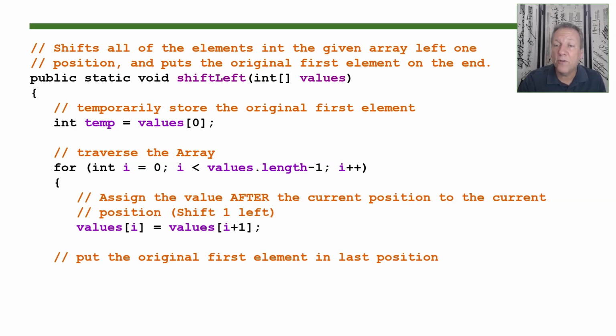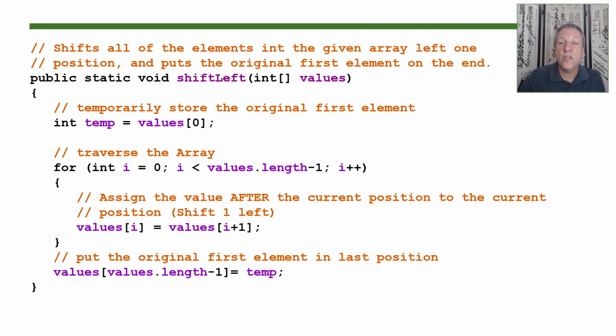Now, using the i plus 1, that's the reason why we had to include a minus 1 in our for loop's Boolean expression. So we take every value that is after our current value's values[i] and put it into values[i]. Finally, after the loop is done, we put our original first element that we stored in temp into the last position in the array that we've been shifting. And that does it. This will shift all the elements one position to the left and put the original first element in the last position.